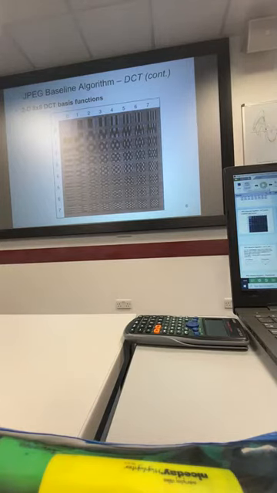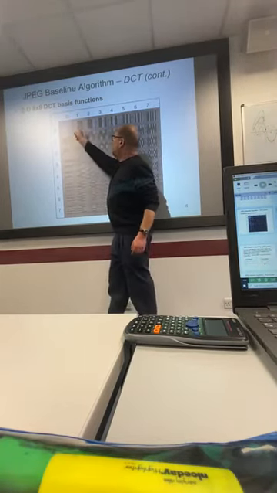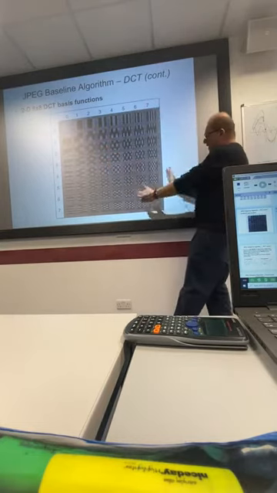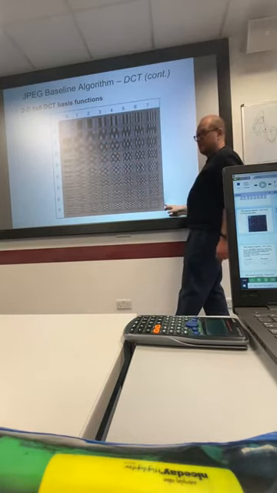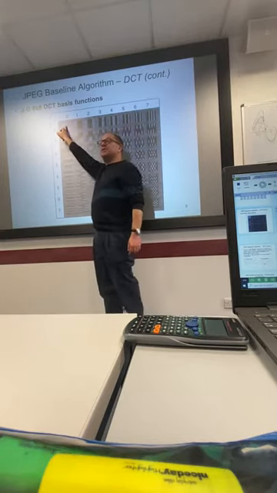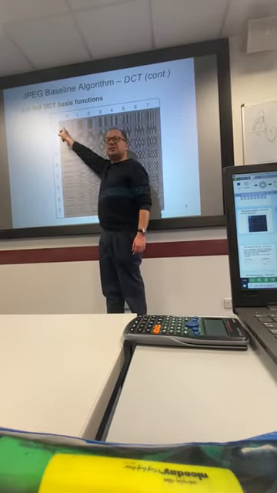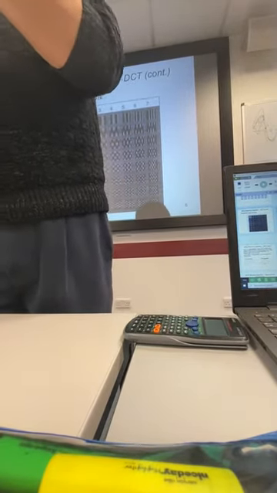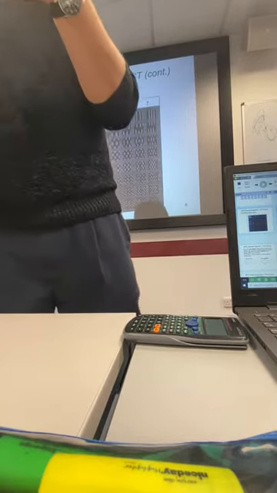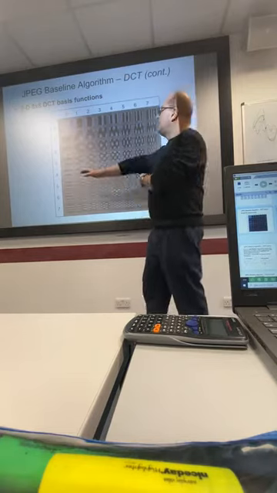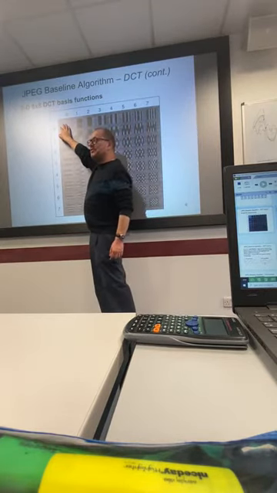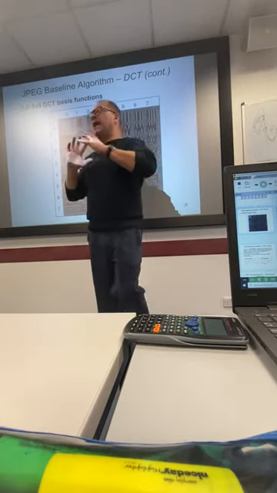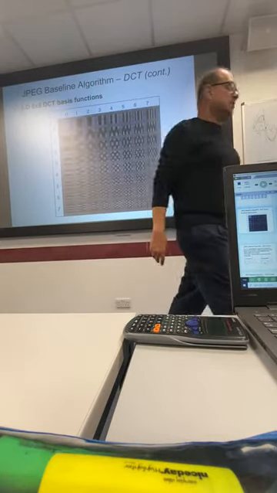For each of these functions, we'll have one number, a coefficient. How much of that ingredient do I need to add? You can imagine that these coefficients will be arranged on a two-dimensional grid like that. This coefficient is the so-called DC coefficient, because there is no frequency here. You remember from your electrical engineering course, DC basically means no frequencies. It's just a constant value. This represents the average value, and all these other coefficients represent how much of each of these frequencies you need to add to reconstruct the original block.